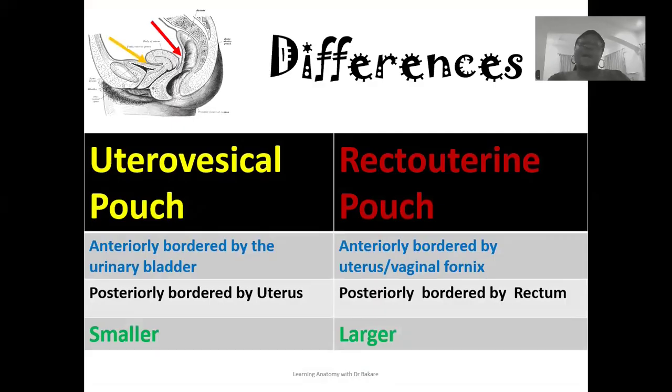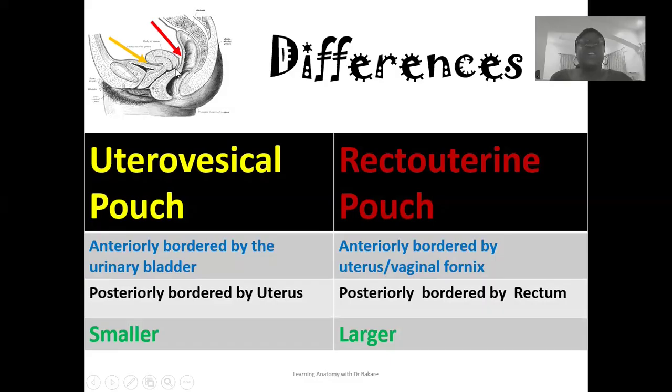The uterovesical pouch is seen to be anteriorly bounded by the urinary bladder. If you go back to this image, this is where we have the uterovesical pouch here, colored in yellow. And if you go to the anterior region of this pouch, you see that the structure around this space is the urinary bladder. While the rectouterine pouch that is located behind the uterus is seen to be anteriorly bounded by the uterus.